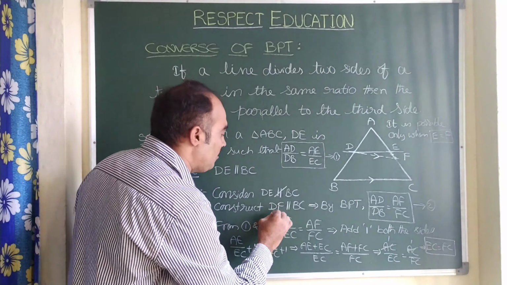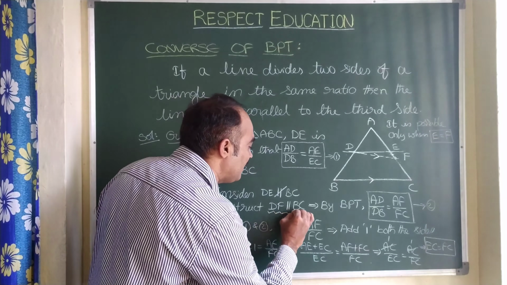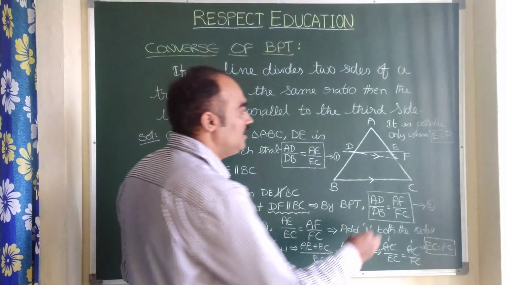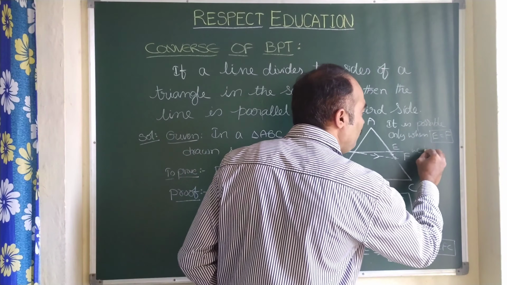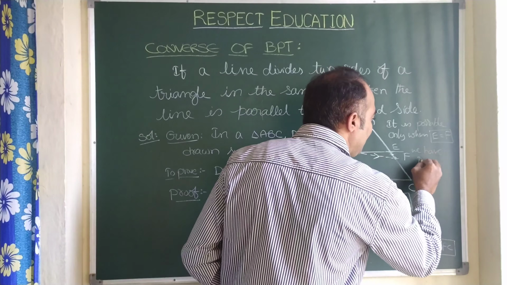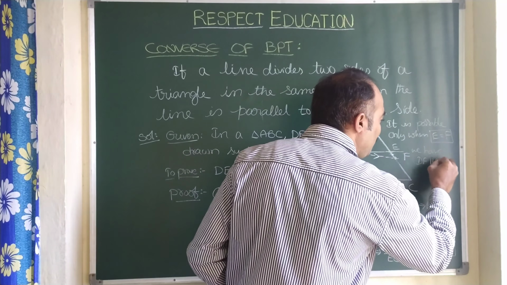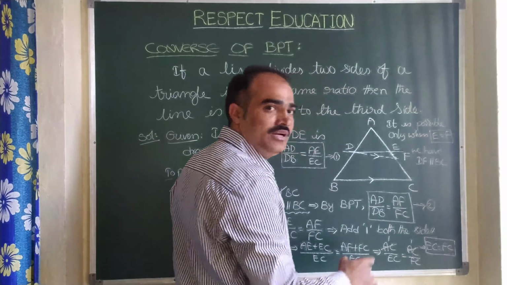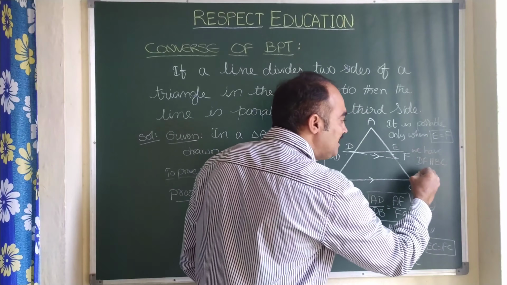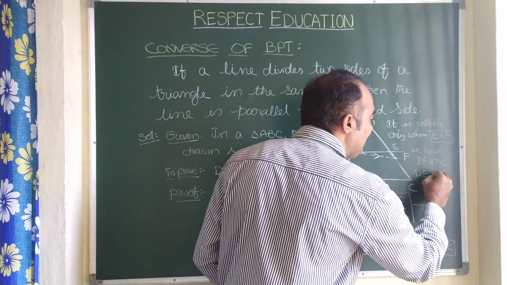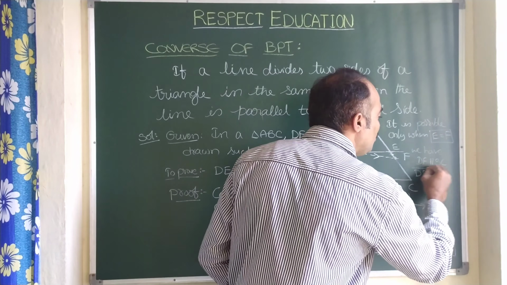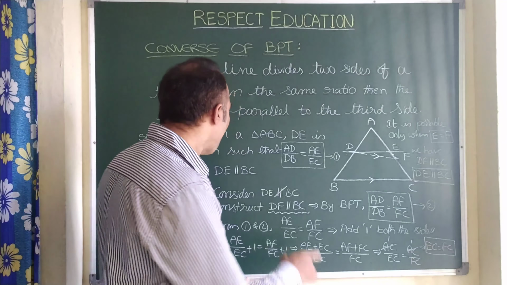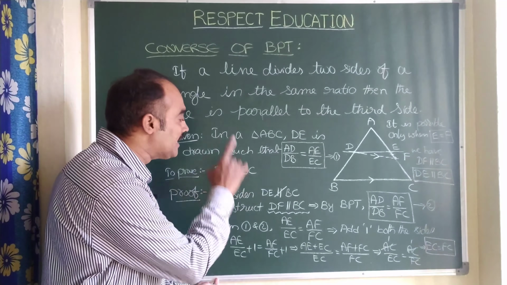Now let us come back to this situation. We already know that DF is parallel to BC. Just now we got that E equals F, so F can be replaced with E. So let us write DE is parallel to BC. This is what we have to prove in this theorem.